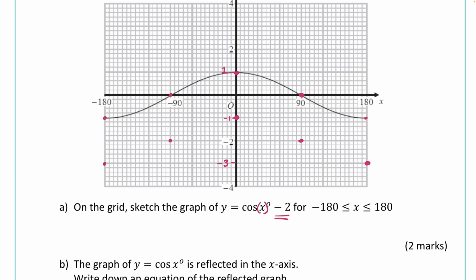From there, I just want to draw that in, making sure I go through all of these key points, trying to replicate as best as I can how the curve looks above. And there we go. There is my cosine graph moved down by 2.